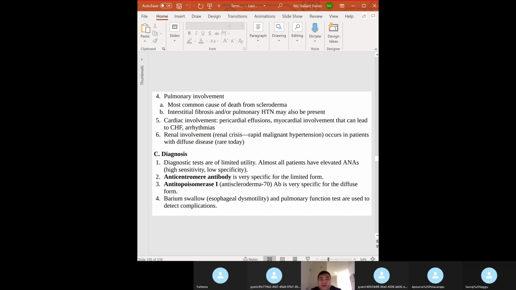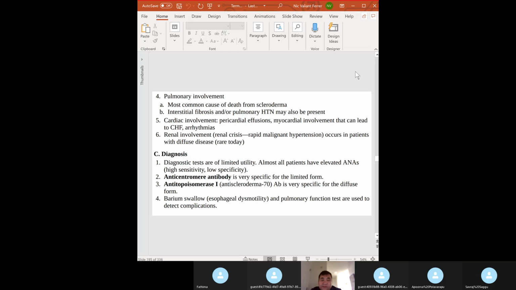Don't forget that the degree of skin involvement predicts prognosis. So if your patient has diffuse scleroderma, it has a worse prognosis than limited scleroderma. Meaning, diffuse scleroderma is worse. So this is your systemic sclerosis, SS. Contrast that one with the limited one, which is your CREST syndrome.